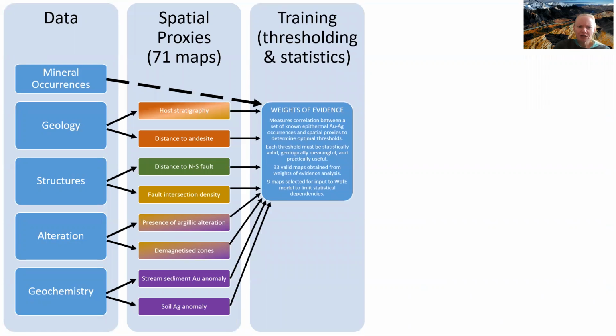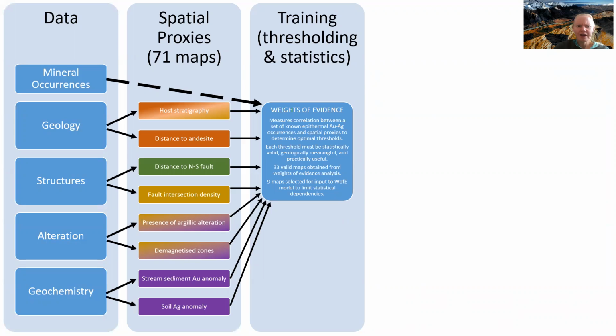And from these spatial proxies, we can then train our models. So the weights of evidence model looks at the correlation between a set of known epithermal gold occurrences and the different spatial proxies, predictive maps. So the statistics help us to determine the thresholds, so distance, buffers, density thresholds, etc. And the thresholds have to be statistically valid. They need to be geologically meaningful in the context of the mineral system that's being modelled, and they need to be practically useful in terms of helping us to reduce our exploration search space.